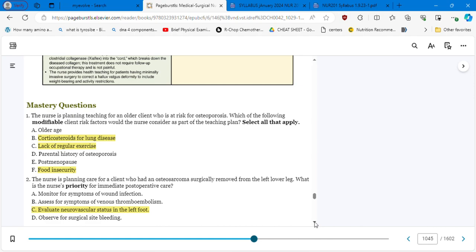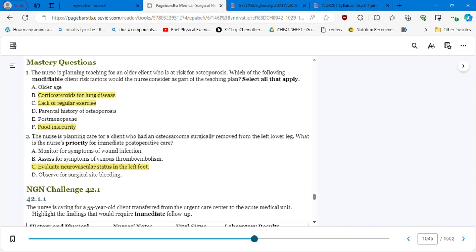Modifying. Is older age modifiable? No. Corticosteroid for lung disease? Yes. Lack of regular exercise? Yes. Parental history of osteoporosis, is that a modifiable risk factor? No. Postmenopause is not modifiable. And food insecurity, yes it is. So there you go, you have the 3 answers there. Select all that apply is coming, that's good to know.